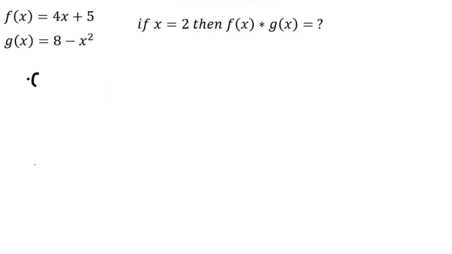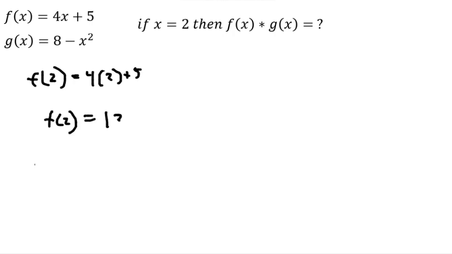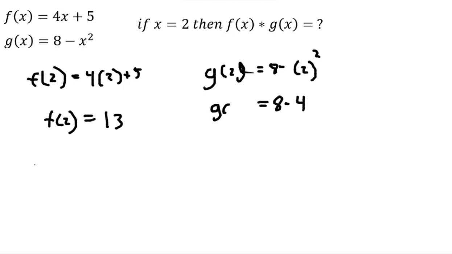Now let's try this one. Let's say we have x equals 2. So we're going to multiply f of x times g of x. So first let's plug in 2. So we have x equals 2, and that's going to be f of 2 is equal to 13. Now we're going to plug it into the second function, that's g of 2 is equal to 8 minus 2 squared. That's going to be 4. And 8 minus 4 is going to be 4.